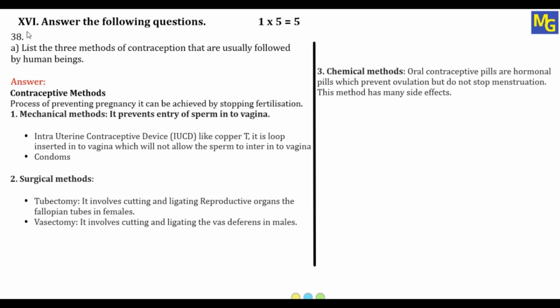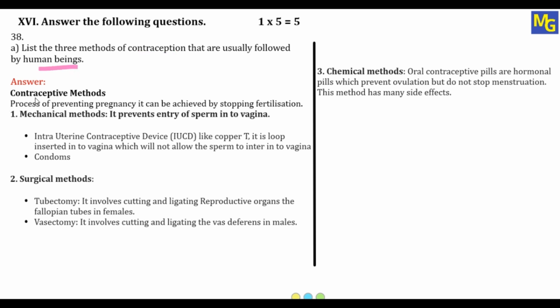So now we'll start with question number 16. Answer the following questions. Here we have to answer one question which carries 5 marks. So question number 38. List the 3 methods of contraception that are usually followed by human beings.